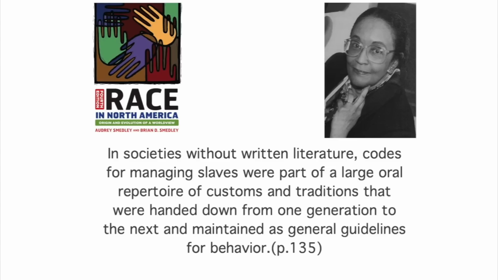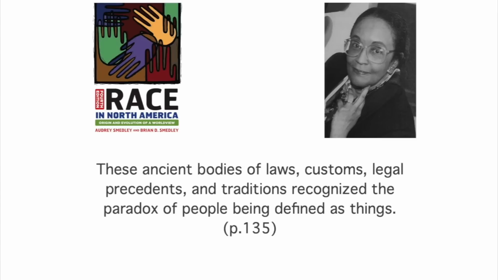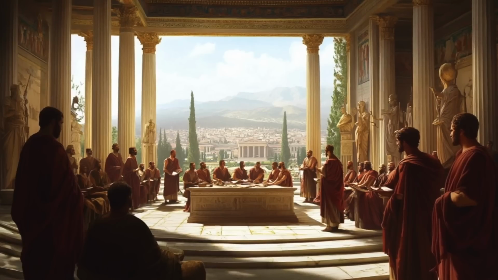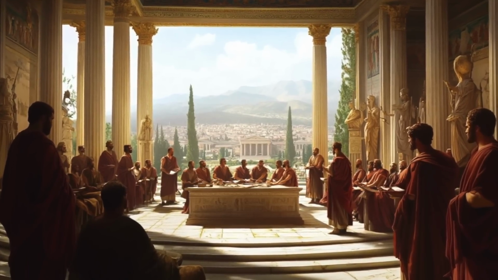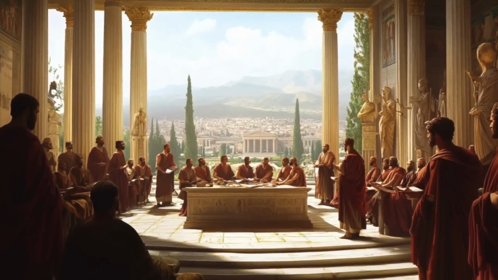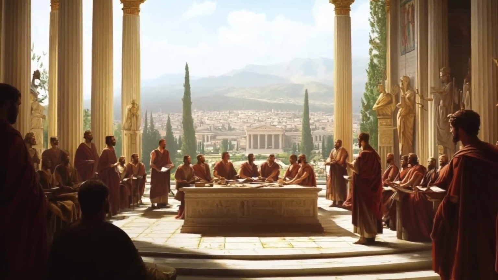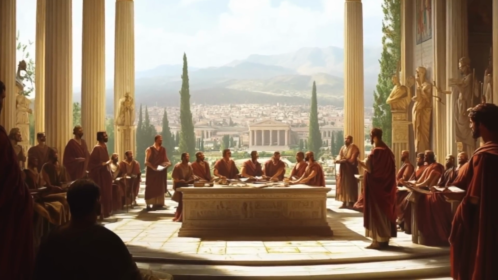In societies without written literature, codes for managing slaves were part of a large oral repertoire of customs and traditions that were handed down from one generation to the next and maintained as general guidelines for behavior. These ancient bodies of laws, customs, legal precedents, and traditions recognized the paradox of people being defined as things. Lawmakers, writers, and philosophers grappled with the finer points of cases in which distinctions had to be drawn between the slave as property and the slave as human.